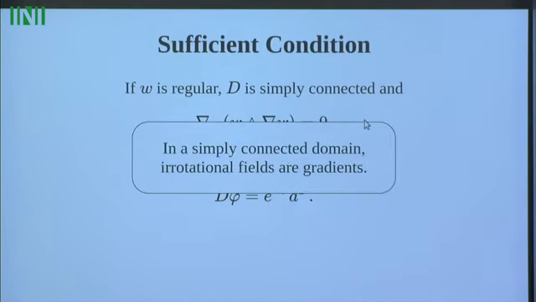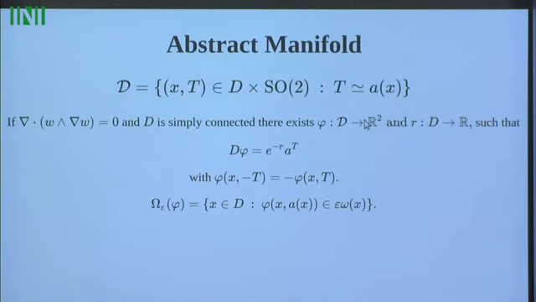Okay, so this is just due to this previous result, to the fact that in a simply connected domain, if you have an irrotational field, then it is a gradient. Okay, so now it started to get a little bit more complex.